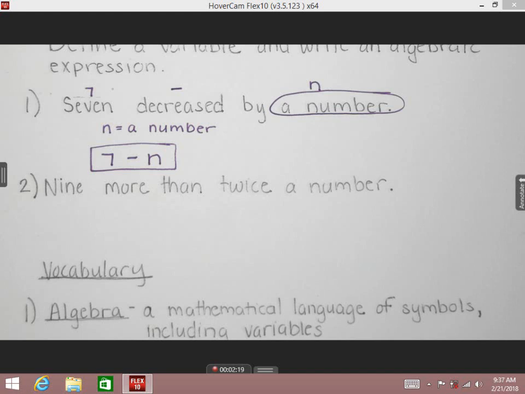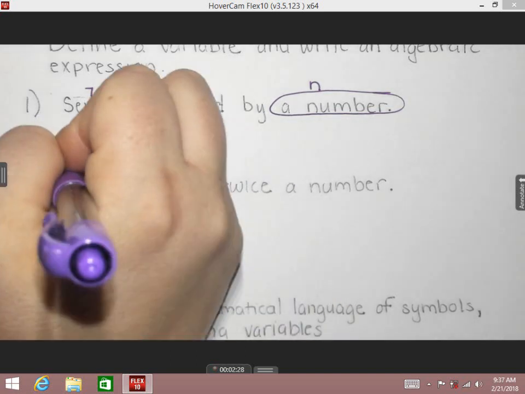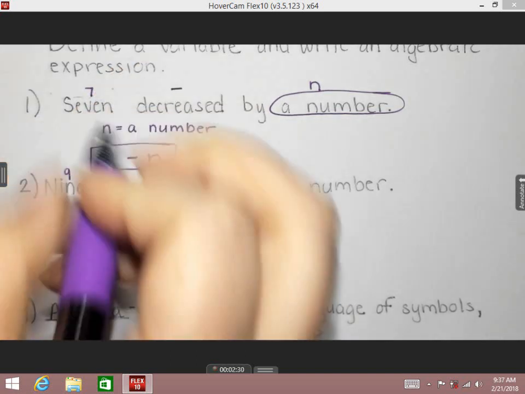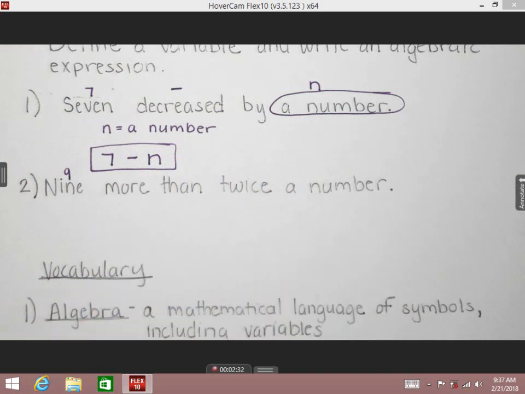All right, so let's look at number 2. Again, before I even start doing this, I'm going to change what I know. All right, 9. Do I know how to change that into math? Yeah, it's the number 9. Because again, guys, we're translating. We're taking these English words and we're changing it into the language of math.